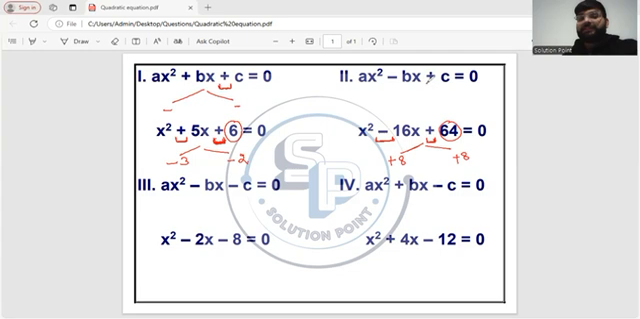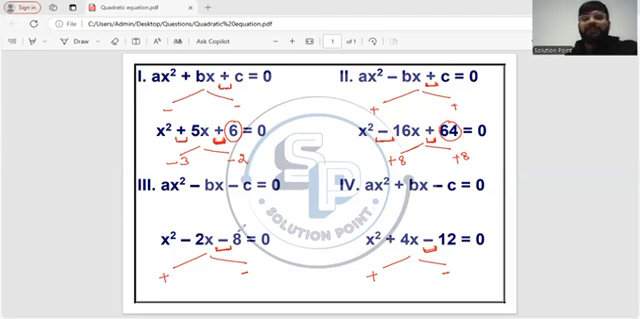In this particular case, we have a positive sign with the constant term, so both the values of x should be of the same sign. If we have a negative sign with the coefficient of x, then both the values should be positive. Now let's discuss these two equations. Here we have a negative sign with the constant term, so one of the values would be positive and the other will be negative. Here again we have a negative sign with the constant term, so one of the values will be positive and the other negative.